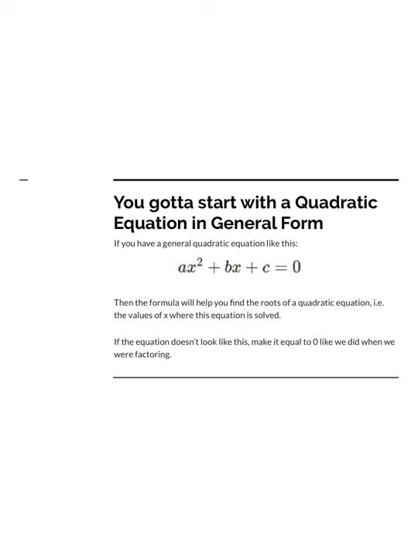Alright, so the thing is here, you got to start with general form. So remember when we were doing factoring, and in factoring we had to make the equation equal 0. It's the same thing here. So one side here has to equal 0. So if it doesn't equal 0, make it equal 0. So go through and, if it equals 10, subtract 10 from both sides. If it equals 5x, subtract 5x from both sides. But you got to make one side equal 0.